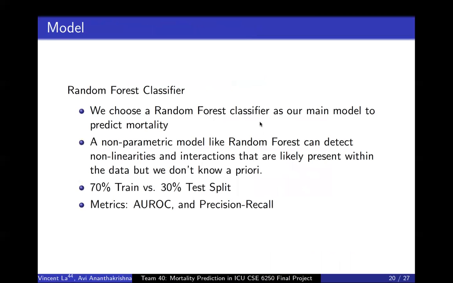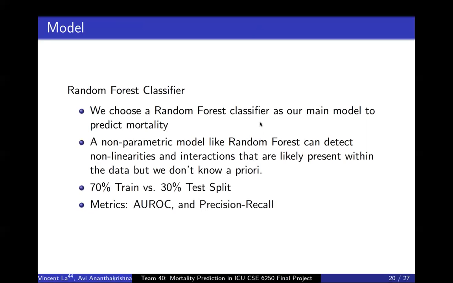So to get into the actual model itself, we ended up using a random forest classifier. We chose a non-parametric model such as a random forest classifier because we definitely don't want to use anything parametric or that assumed a form, because we imagined that there are high interactions and non-linearities that are relevant to mortality. So a random forest classifier just picks those up naturally.